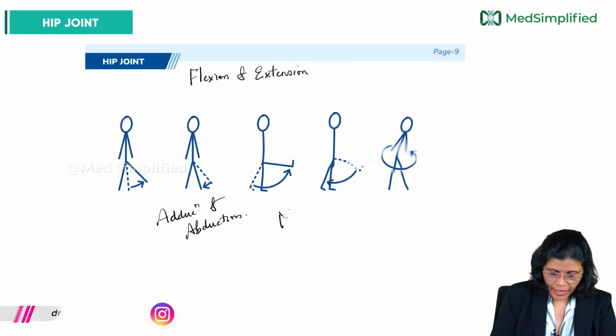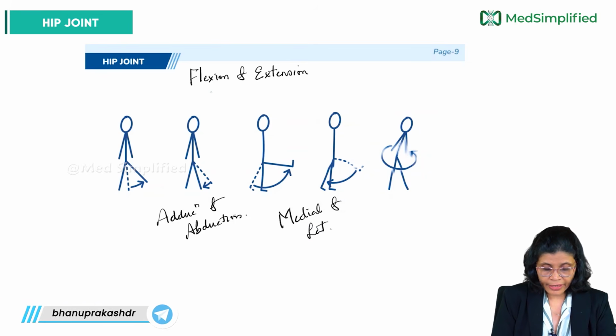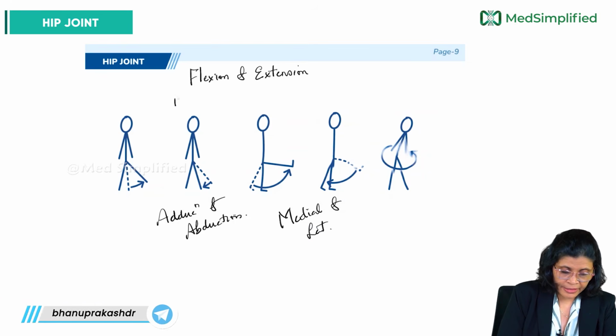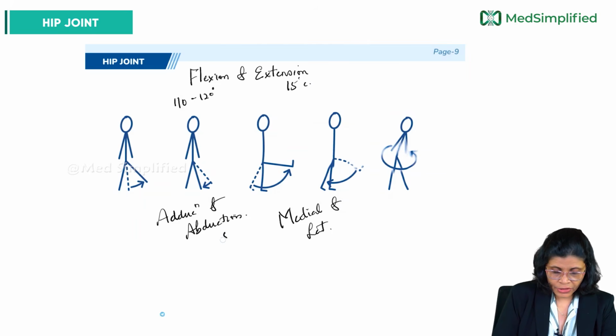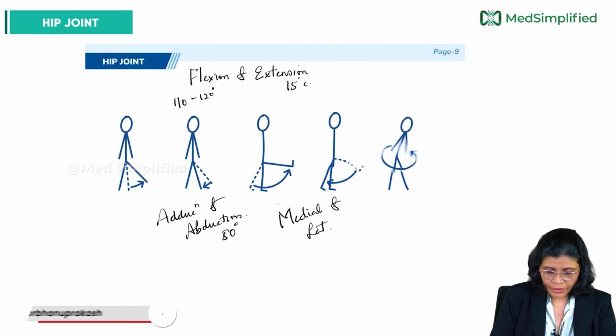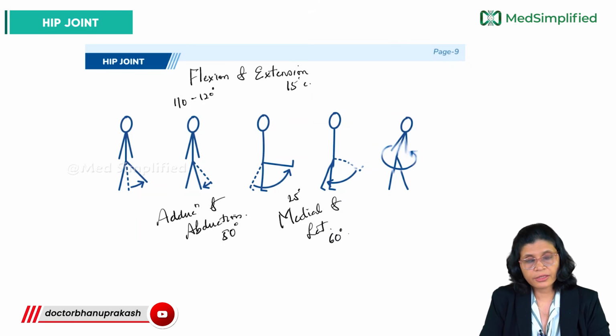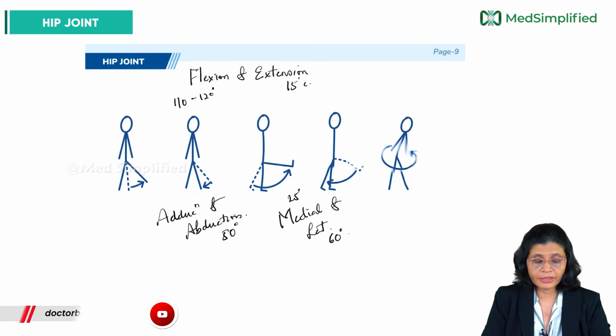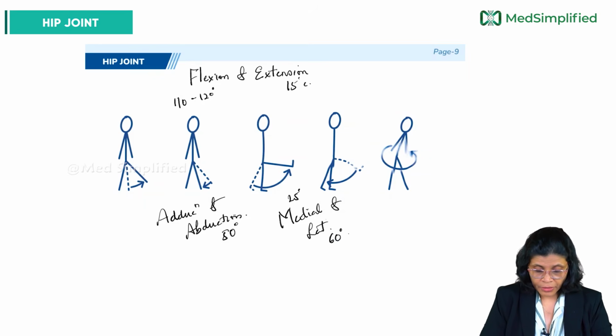Then the next movement is medial and lateral rotation. The flexion, as I told you, takes place in the range of 110 to 120 degrees, whereas extension is just 15 degrees. Abduction is about 50 degrees, medial rotation is about 25 and lateral rotation is about 60 degrees. So the movements take place in this range.